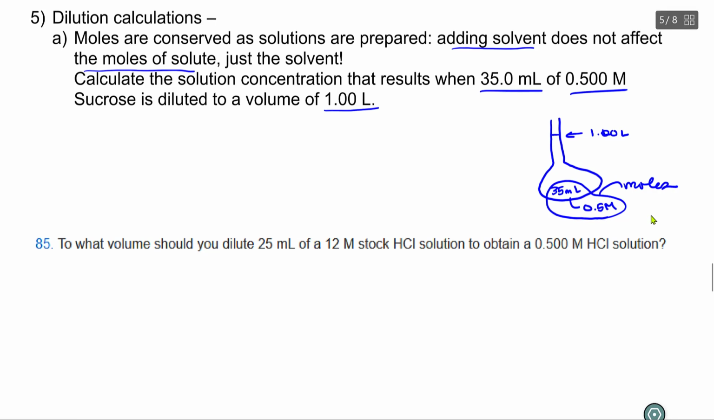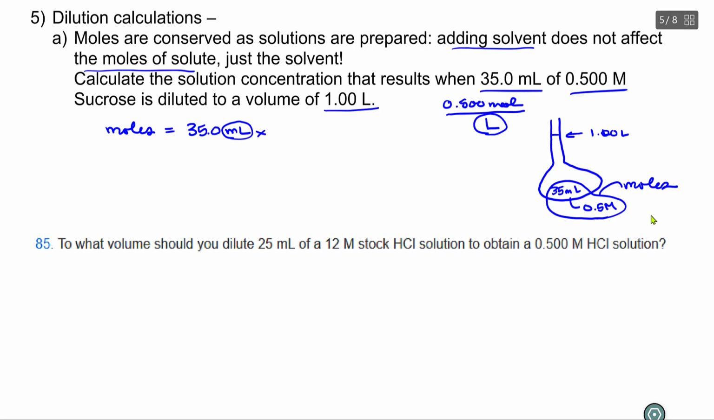So I have 35.0 milliliters. I want to calculate the moles that's going to be transferred. So moles is going to be 35.0 milliliters. And then I want to write out molarity again, right? Molarity is 0.500 moles for every liter. Now you'll notice that these units aren't the same, right? So you have to do a conversion in between.